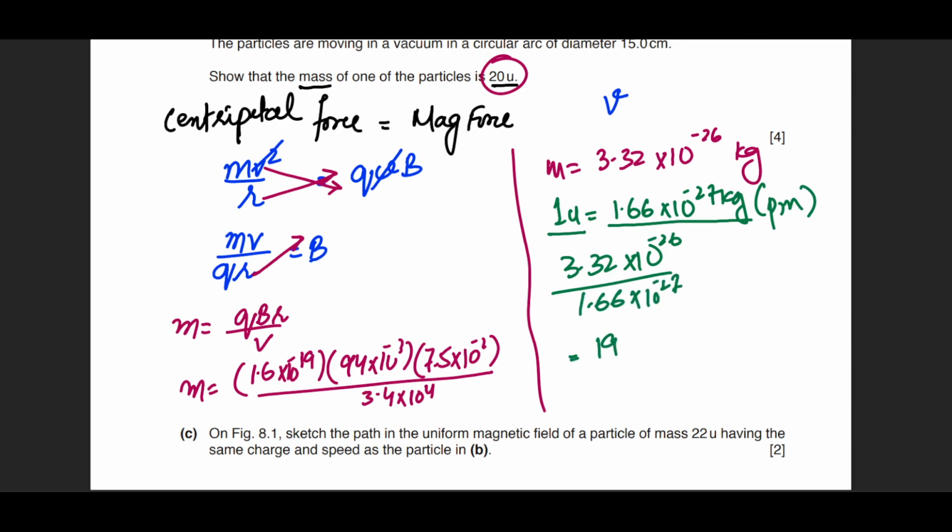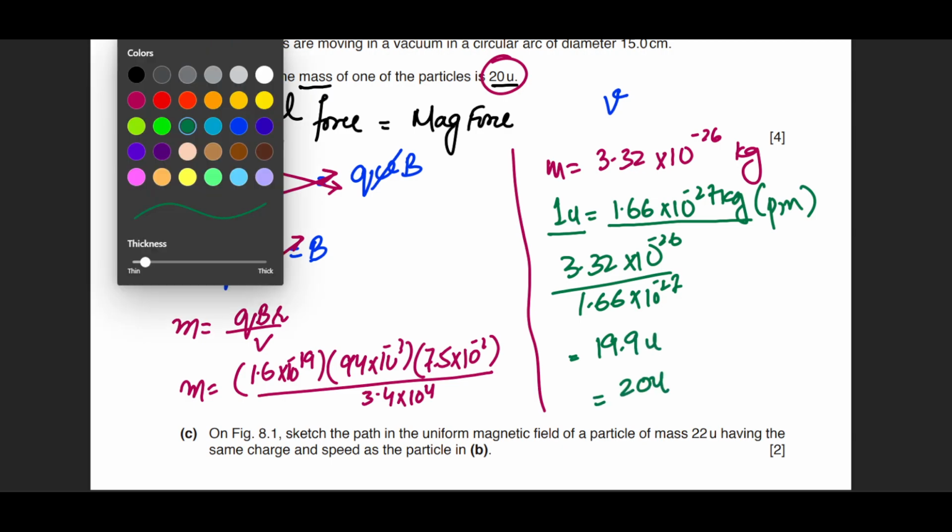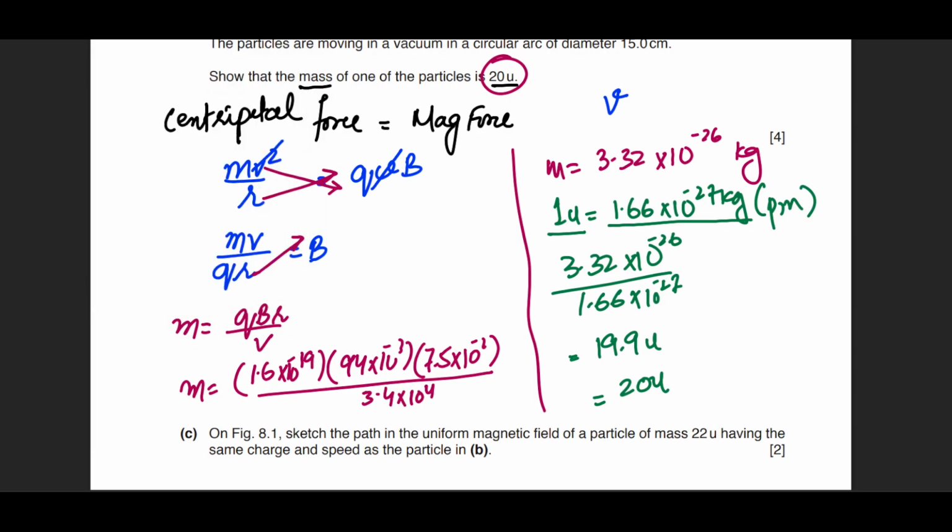Your answer will be 19.9 times u, which is 20 u. So we've proven what we were looking for. So I hope we understand how to use the qvB formula in one of the applications.